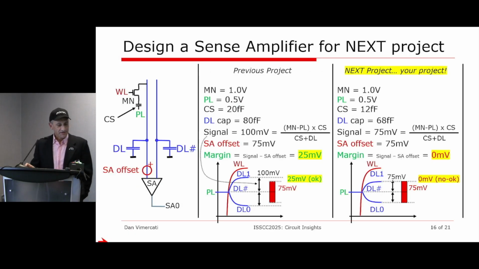Okay, so let's try to frame your problem. You have been assigned to work on the sense amplifier for the next project. And here there is a basic circuit that you can take as a reference, the previous project condition, and your new condition. These are your new conditions. You have to work with this one on the right. So the simple circuit that you can use to make your judgment is this one.